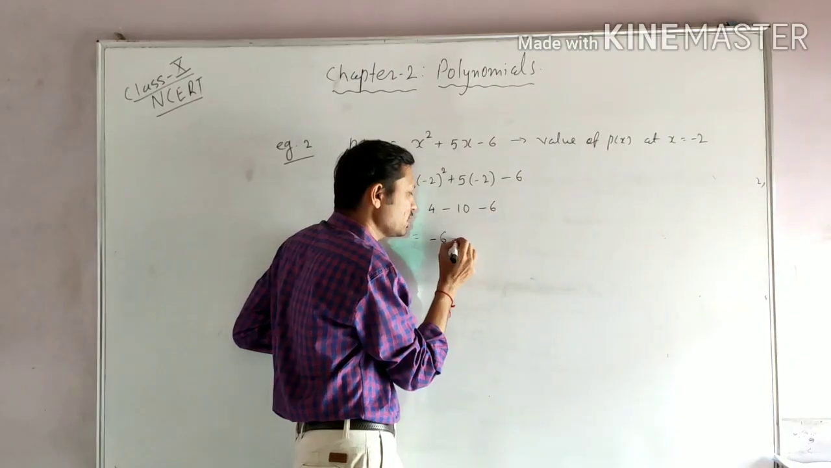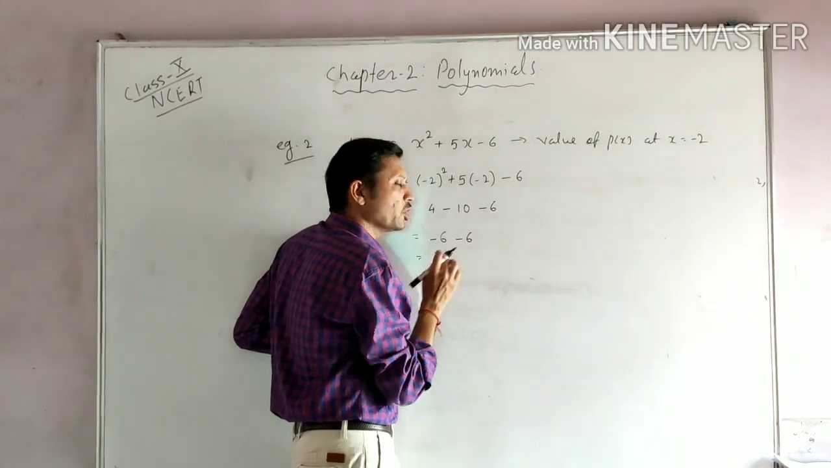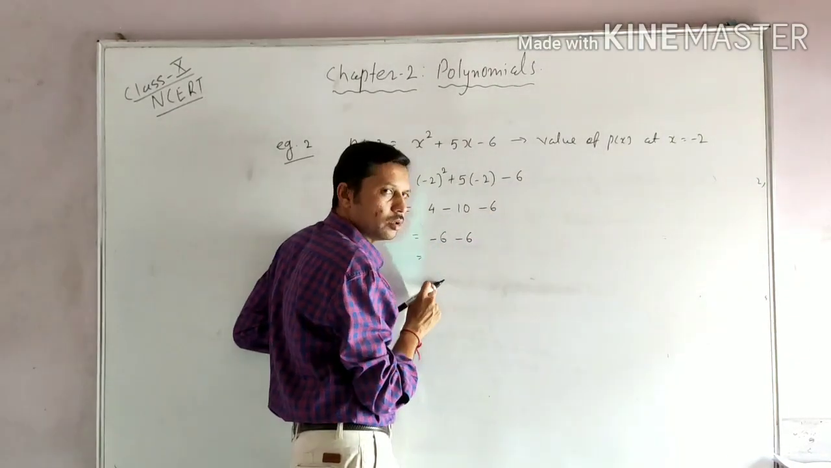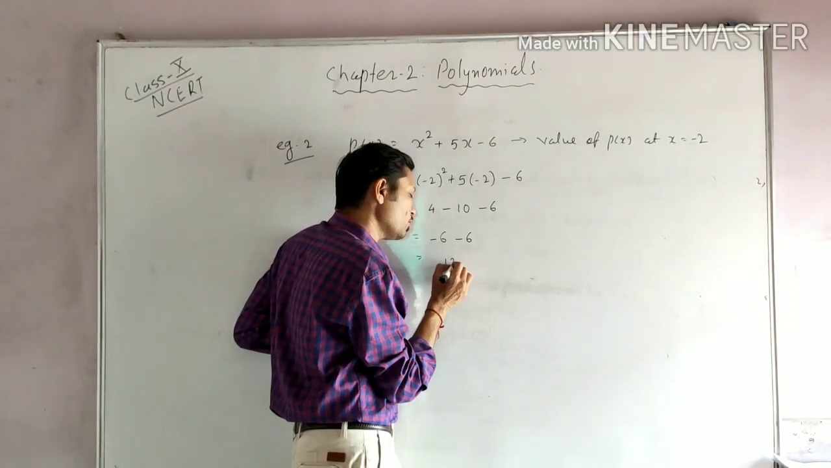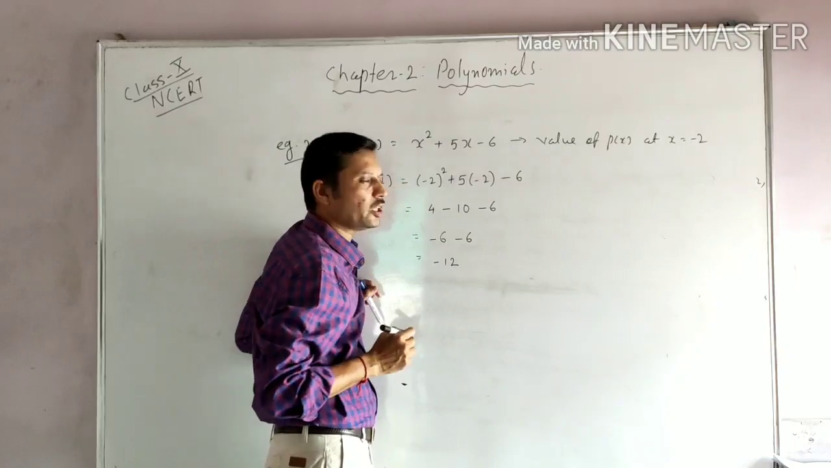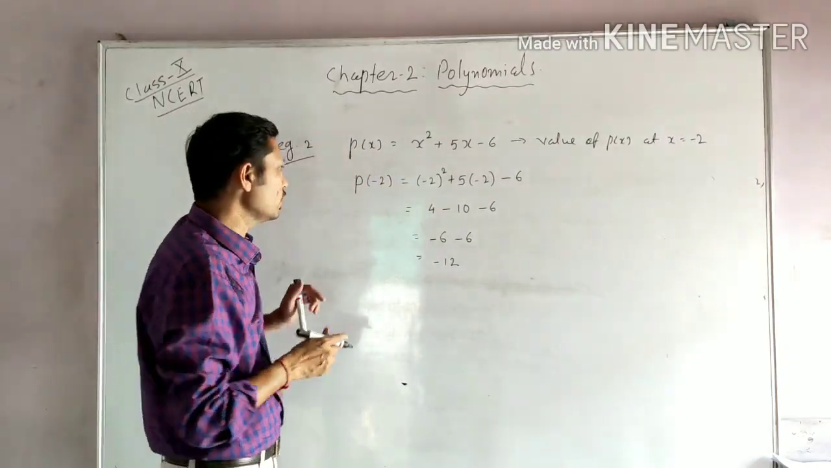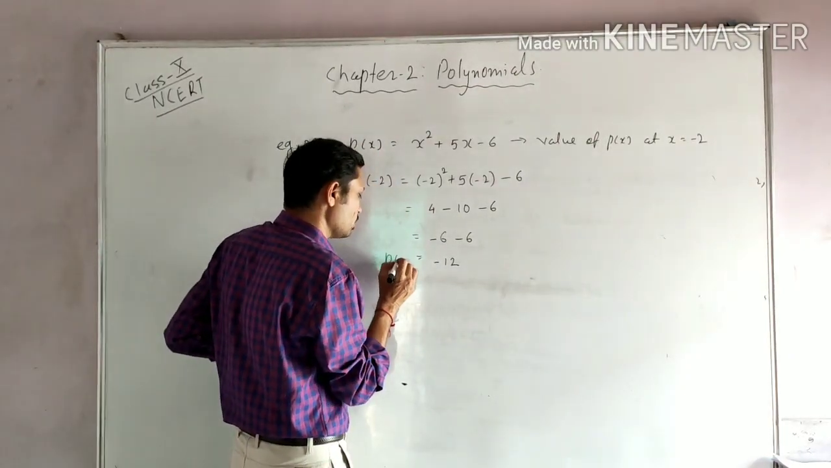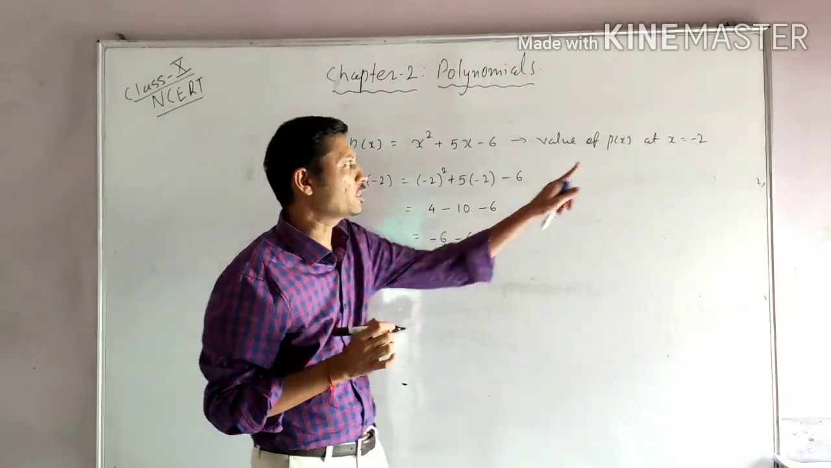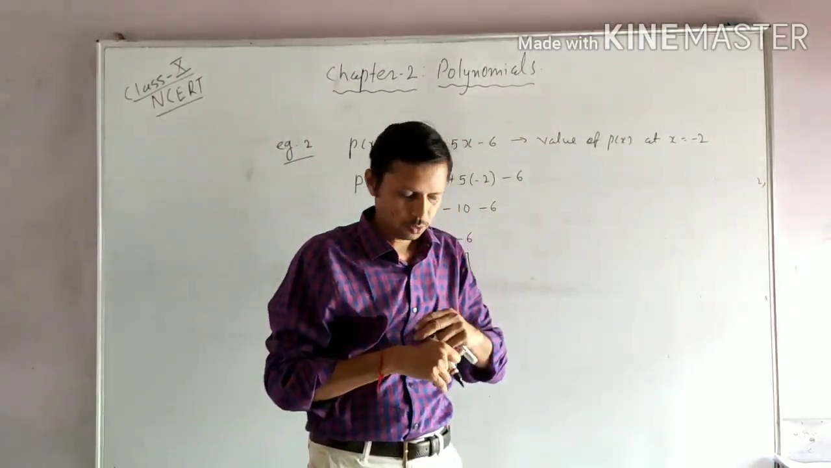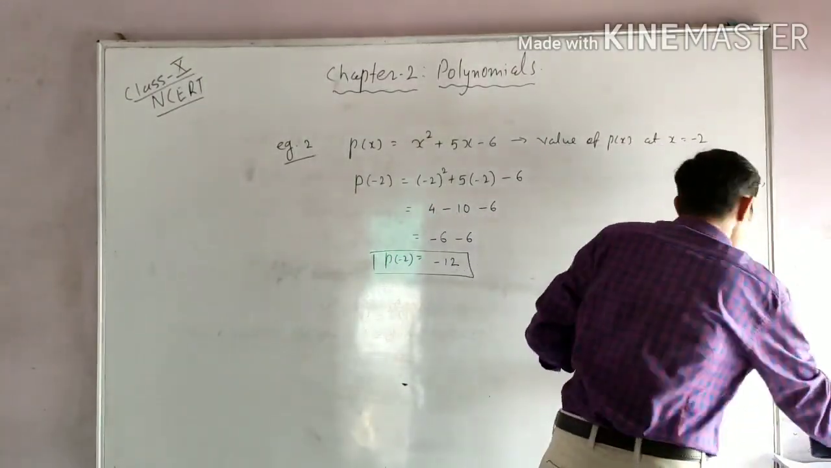Then still minus 6 is there. Now these two numbers both are the same sign. So now 6 and 6, the addition becomes 12, and negative numbers' addition is negative. So here the value of the polynomial is minus 12 at x equal to minus 2. Okay, take a further example.